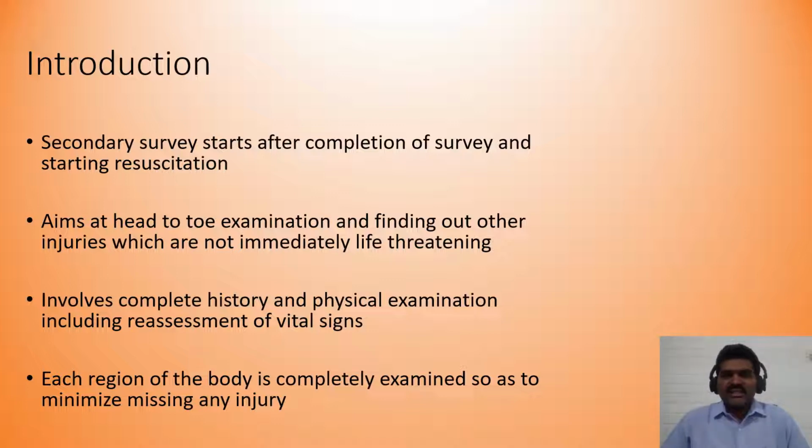Secondary survey starts after completion of the primary survey and while the registration is ongoing. The main aim of secondary survey is head to toe examination. In primary survey, you did a focused examination to identify the life threatening conditions. In the secondary survey, you aim to identify potentially life threatening conditions that are not immediately life threatening, or other injuries that might cause discomfort to the patient. That is the aim of the secondary survey.